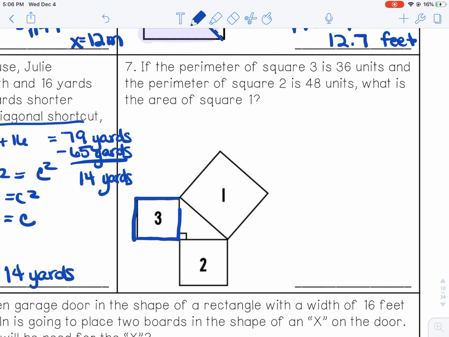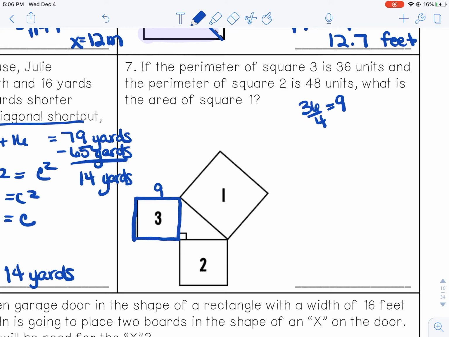So if you're going all the way around and it gives you 36, and a square has 4 equal sides, you should be able to take 36 and divide it by 4, and I'm going to get 9. So my distance all the way around this square is 9.